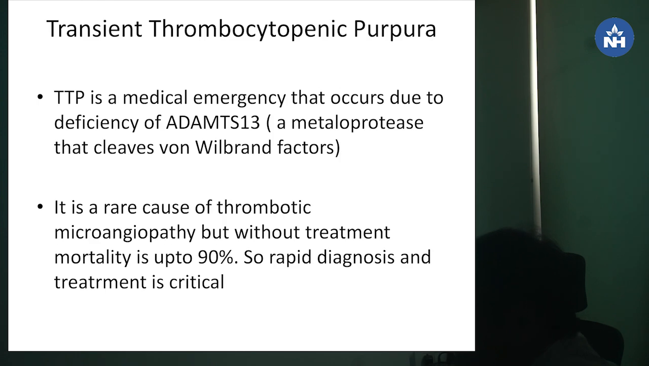Now come to thrombotic thrombocytopenic purpura, whose features are almost similar to HUS with some differences. TTP is a medical emergency that occurs due to deficiency of ADAMTS13. It is a metalloprotease that cleaves the von Willebrand factor. So it rarely causes thrombotic microangiopathy, but without treatment mortality is as high as 90%. So rapid diagnosis and treatment is critical.